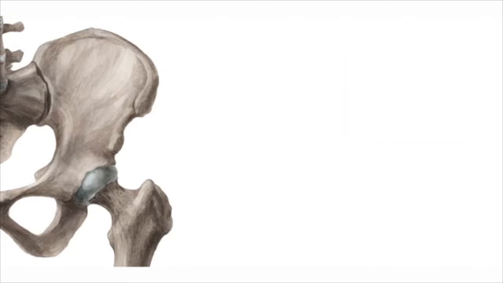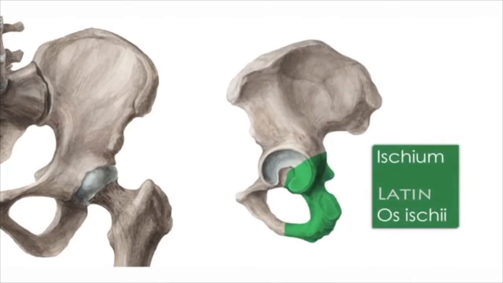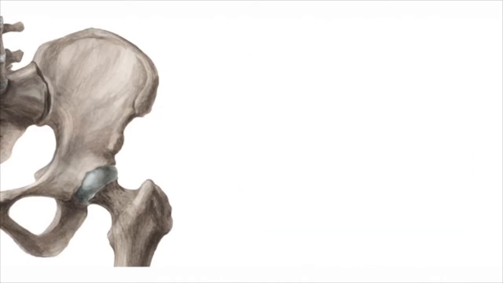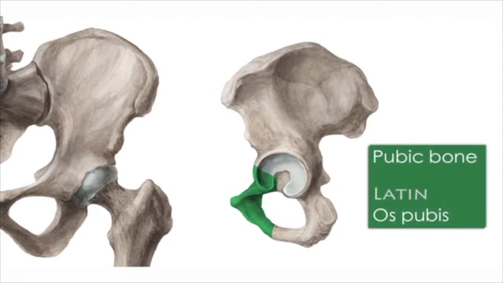Now the second one is this one here, also highlighted, and this is known as the ischium or ischium. You can pronounce it both ways. I've heard it both ways, so I think it's accepted as both ways. Now, the third bone is this one here, very famous, I would say, bone. It's known as the pubic bone.